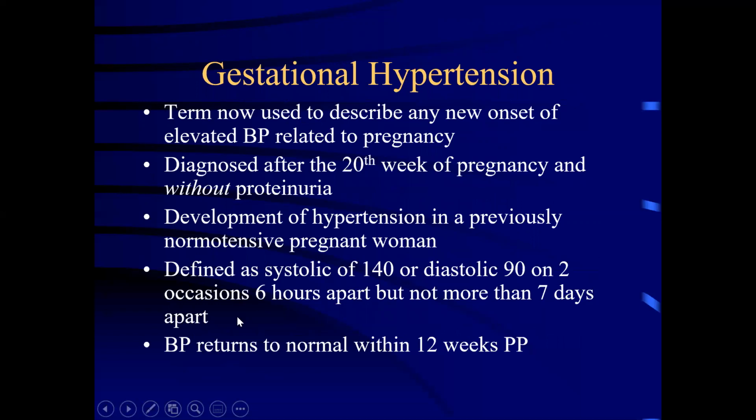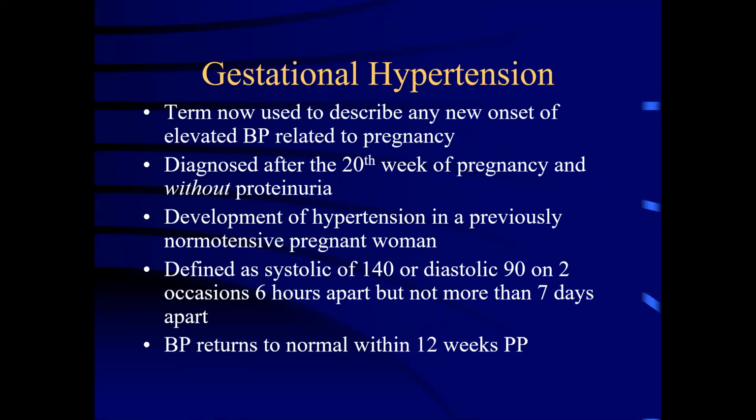Gestational hypertension is another term that you will hear used. This is any new onset elevated blood pressure in pregnancy. This is diagnosed after the 20th week of pregnancy. So there's a big difference. If it was diagnosed before the 20th week of pregnancy or even pre-pregnancy, then it's considered chronic. And gestational hypertension does not have proteinuria.